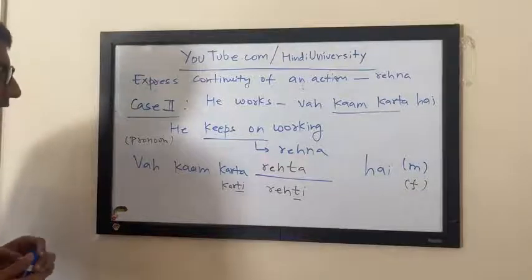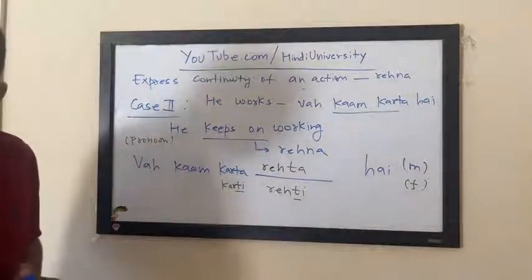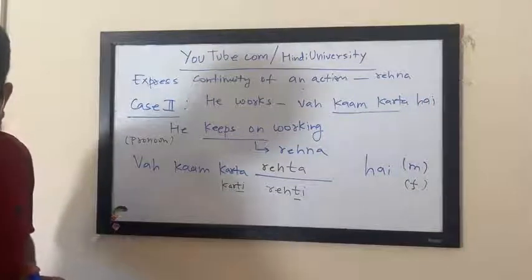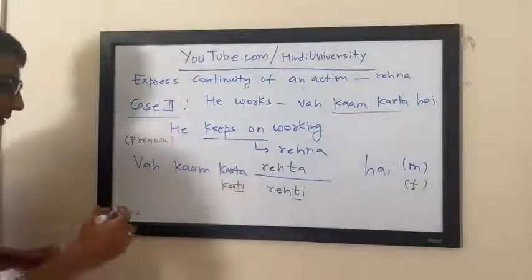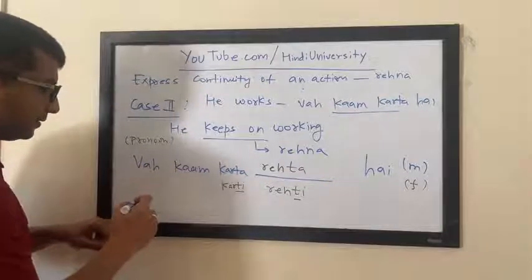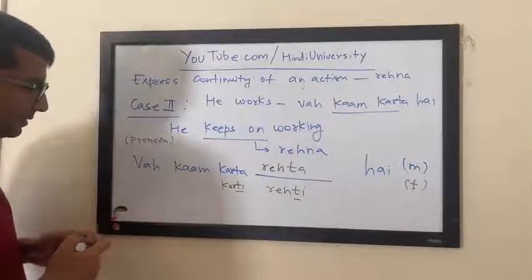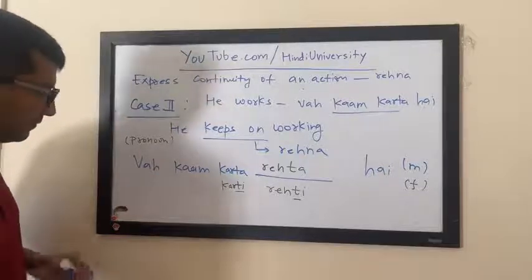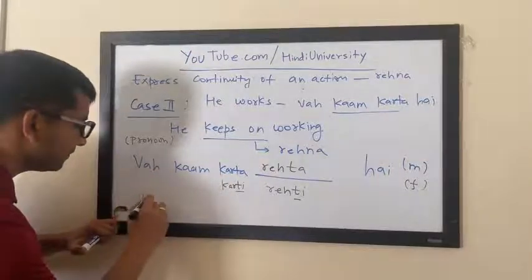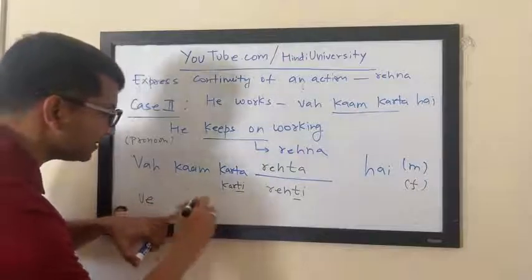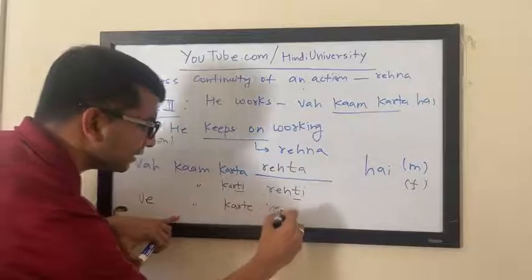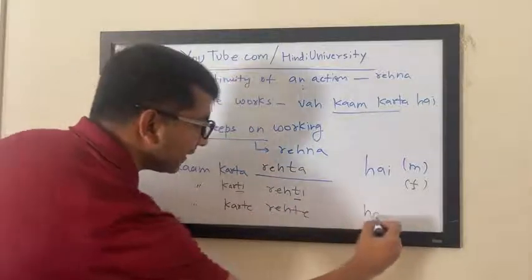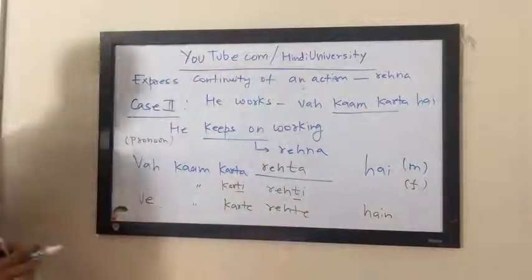Let's say now you have they keep on working. Nate, you want to try this one? They keep on working. Okay, I'll give it a try. वे काम करते रहते हैं. So you have वे and then this is as it is. काम and you have करते रहते हैं. Very good. वे काम करते रहते हैं.